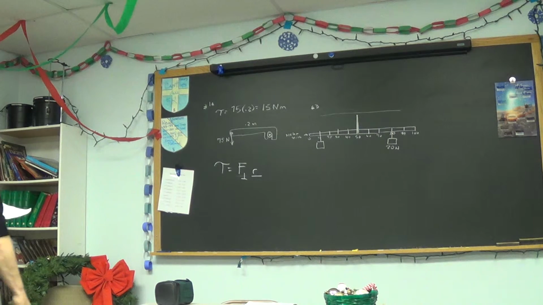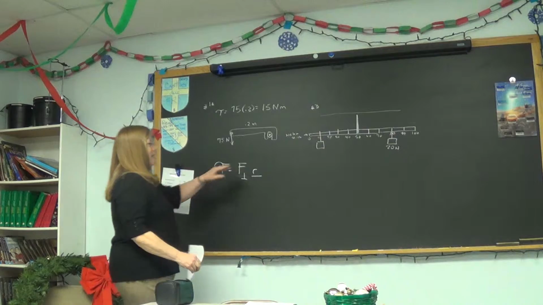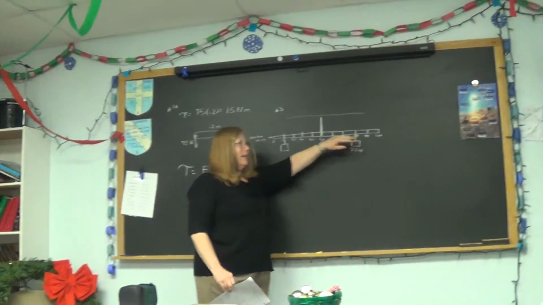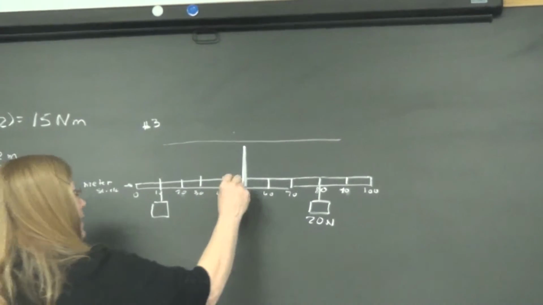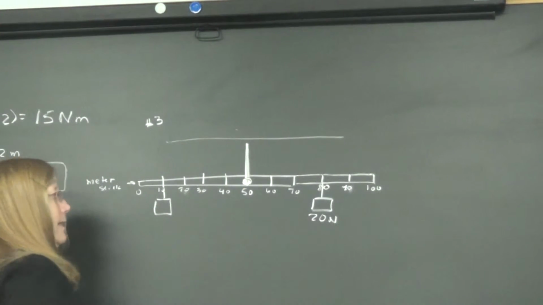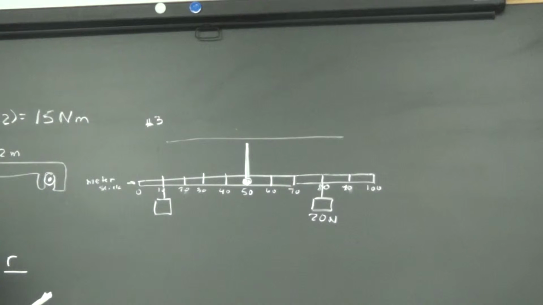All right, so I drew a picture of it. This is a meter stick. It's supposed to be uniform, and it's suspended at this point. So the axis of rotation is at this point right there. So we're going to find out what is the weight of this block.